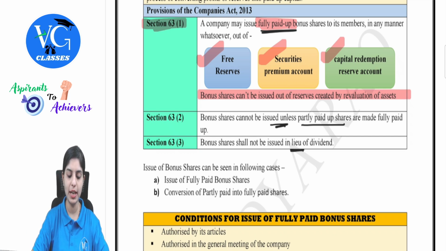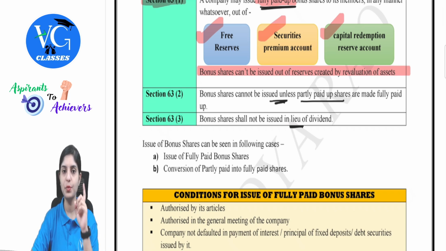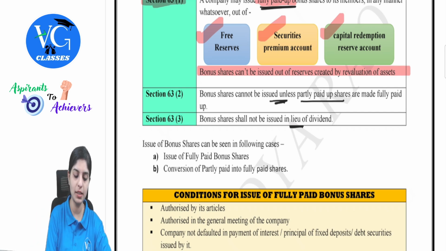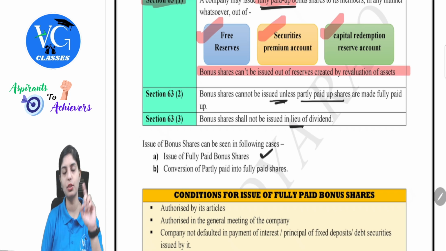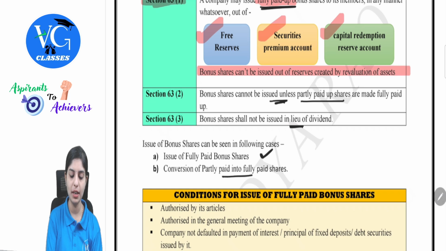Further, issue of bonus shares can be seen in the following cases. We first understood what the provisions are as per the Companies Act. By going through the provisions, we understood one important point: whatever the existing shares are, first they should be fully paid up. Then only the company can go ahead with the option of issuing bonus shares. But there are two areas where bonus shares can be considered. First, issue of fully paid bonus shares. That is, the existing shares are fully paid up, and then we are also issuing fully paid bonus shares.